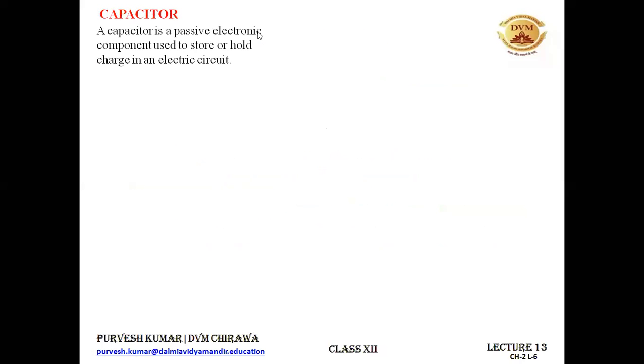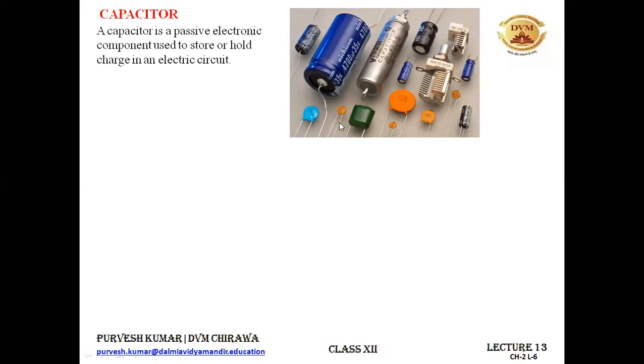A capacitor is a passive electronic device, or you can say a passive electronic component, that is used to hold or store charge in an electric circuit. You must have seen something like this in electric circuits. They may be cylindrical in shape or spherical like this. These are what we know as capacitors, and their job is to store or hold charge in an electric circuit.